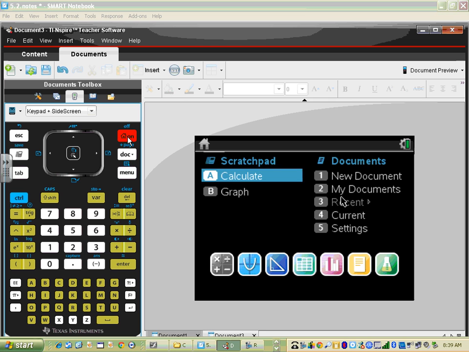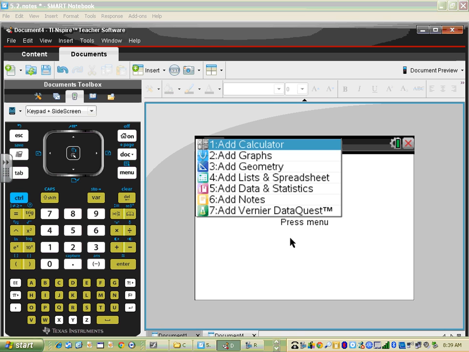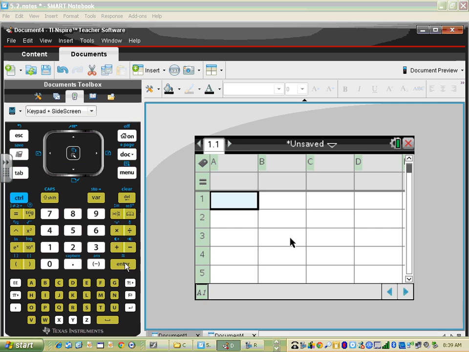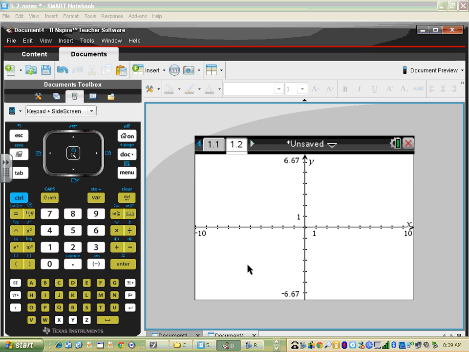So home, new document, no. Add graph, here we go. So the function, I said add graph. Come on. Somebody said something. It's going to look parabolic there. Yeah, it's going to look like a parabola there.